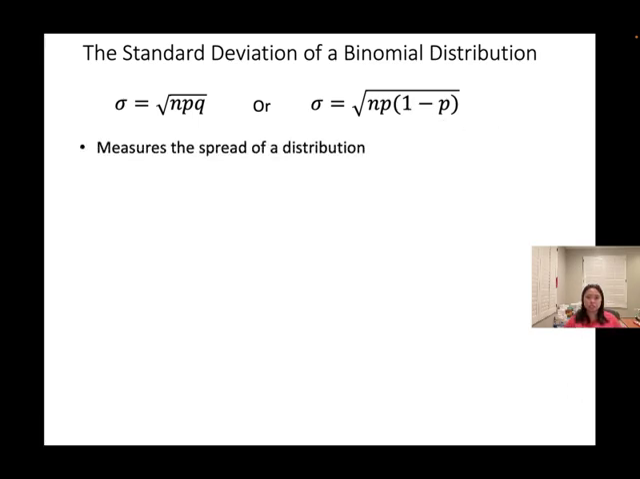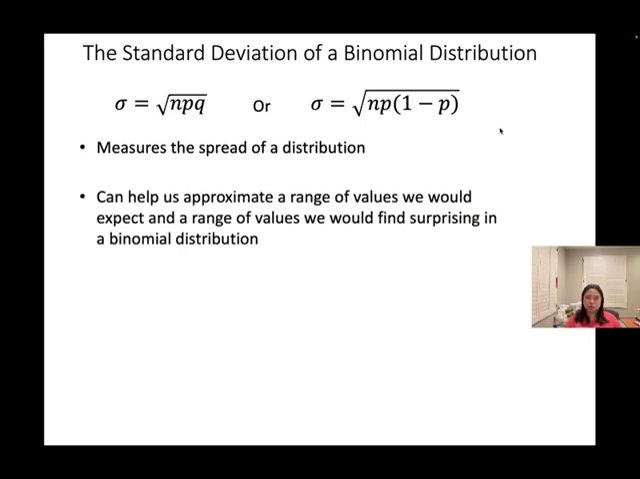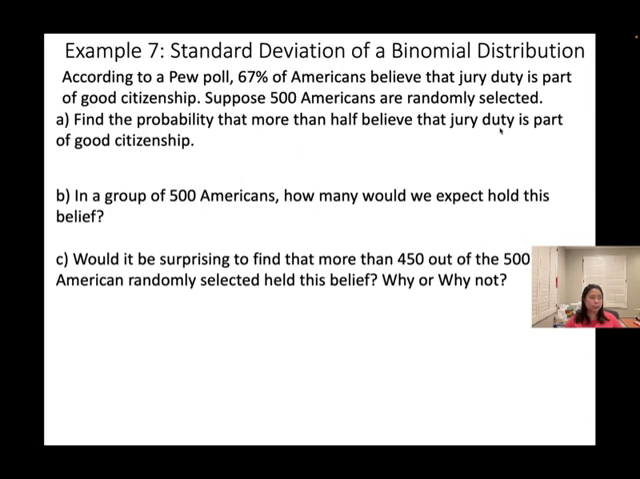And what is the standard deviation? It measures the spread of a distribution, right? How spread out the data is. And this can help us approximate a range of values we could expect and a range of values we could find surprising in a binomial distribution. Okay, example. I want you guys to try to do it by yourself.